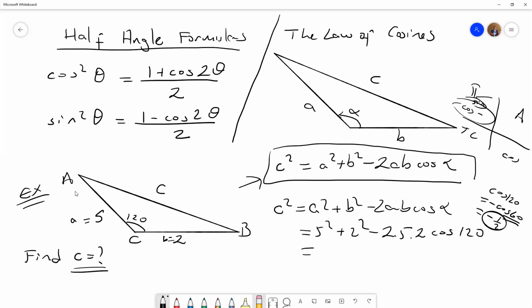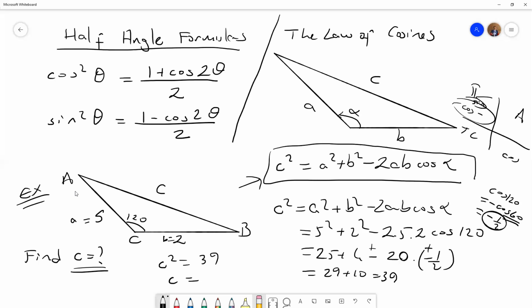And finally, 25 plus 4 plus 20 times minus 1 over 2. We have here positive, so it's 10, 29 plus 10, 39. So c square is equal to 39, so c is equal to square root of 39. Okay. And now I have no subject from these things, so we can continue with differentiation.